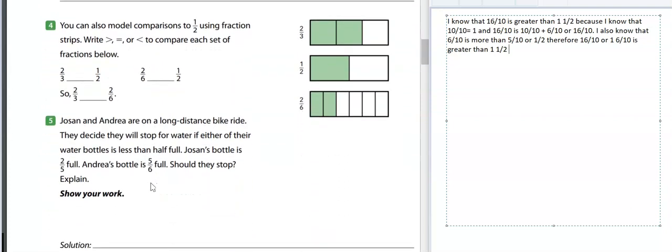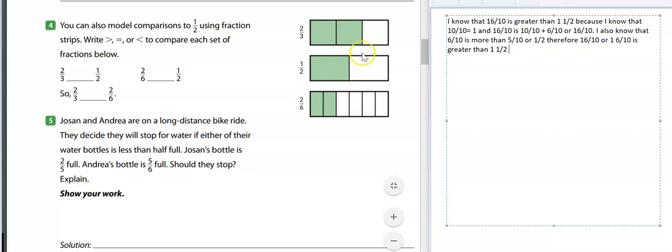Number 4 says, you can also model comparisons to 1/2 using fraction strips. Write the greater than symbol, equal symbol, or less than symbol to compare each set of fractions. So again, we're going to use our fraction strips right here to compare the values of each fraction. Let's start with 2/3. We're going to compare the value of 2/3 to 1/2. So let's look at our 2/3 fraction strip and compare it to our 1/2. 2/3 is greater than 1/2 because our 2/3 strip goes over our 1/2.